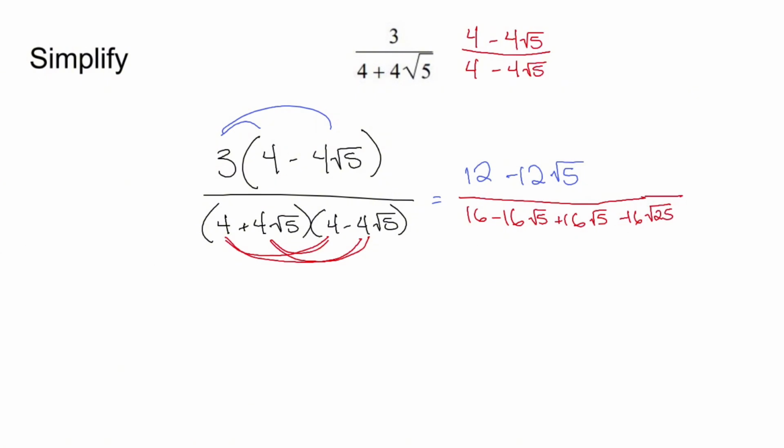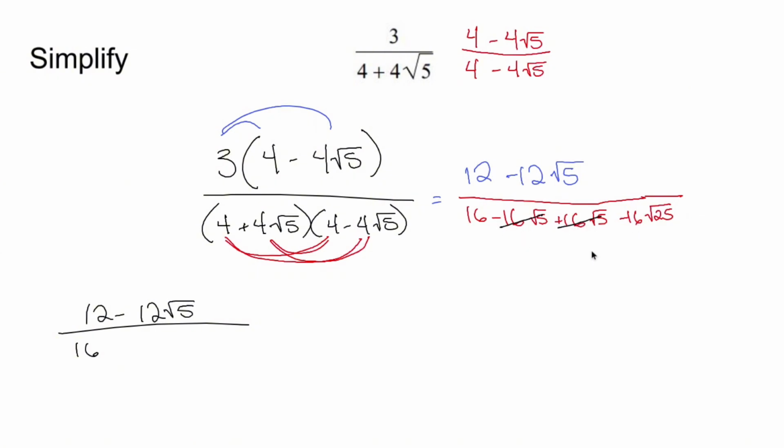Now, the reason why this is good is, again, if you're looking at this and saying, I thought we were supposed to get rid of the square roots on the bottom, give me a minute. Be patient. Nothing happens in the numerator. Nothing at all. Okay? 16 is still 16. But negative 16 root 5 plus 16 root 5 cancel each other out. That's the purpose of difference of squares.